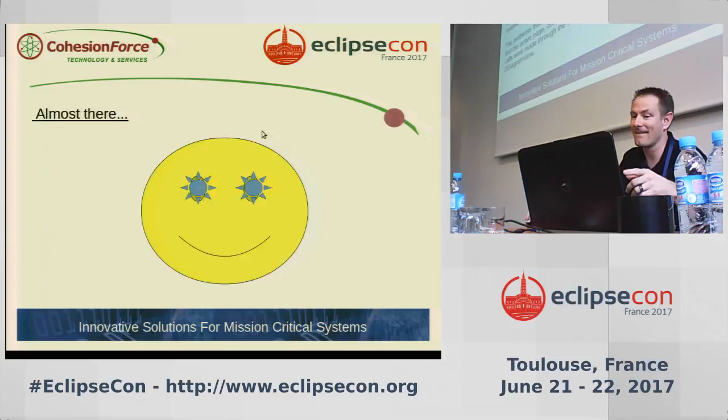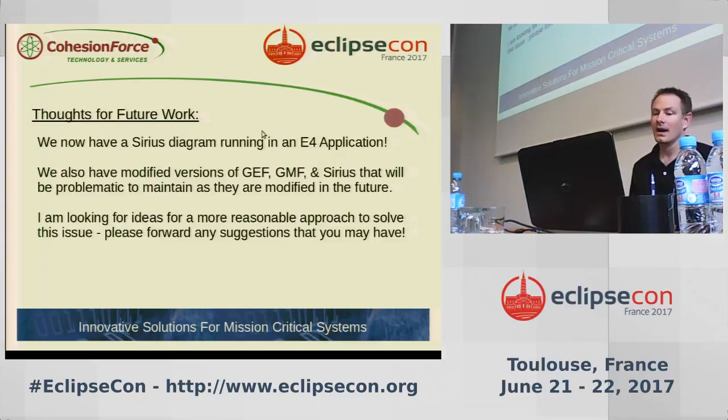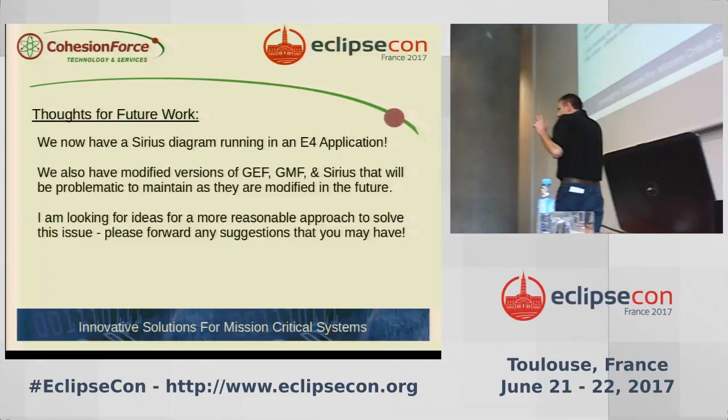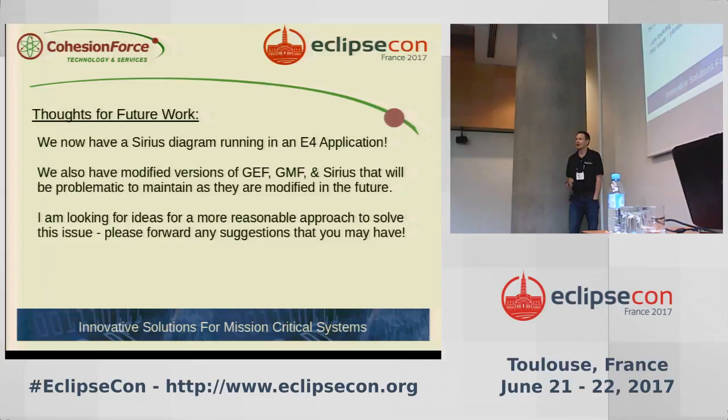All right, so future work. So now we have a kind of running E4 application with Sirius, which is great. We also have really packed up a GMF repository with a lot of code and a GEF repository with a little bit of code. And so every time they make changes and push a new update, we have to open update and see if we change that section of code, or did they move code? That's the worst thing, is when things move. So even the file difference, it's the function moved somewhere and you got to go find it. So it's probably a bad idea.